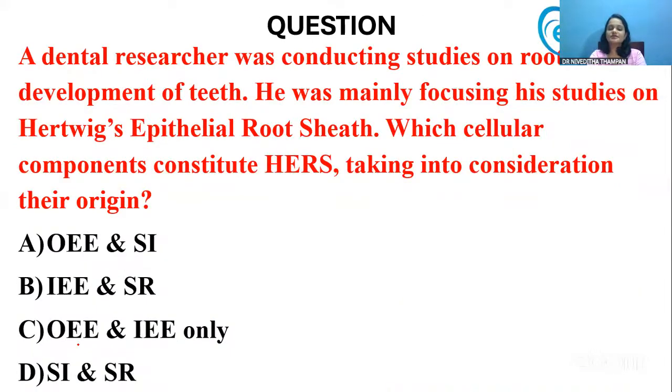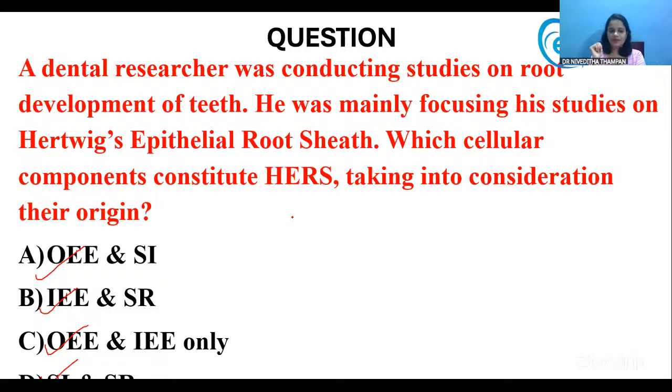Now, next question. A dental researcher was conducting studies on root development of teeth. He was mainly focusing his studies on Hertwig's epithelial root sheath. Which cellular components constitute Hertwig's epithelial root sheath, taking into consideration their origin? Outer enamel epithelium and stratum intermedium, or inner enamel epithelium and stratum reticulum, or outer enamel epithelium and inner enamel epithelium only, or stratum intermedium and stratum reticulum? Which cells form the Hertwig's epithelial root sheath, or HERS?